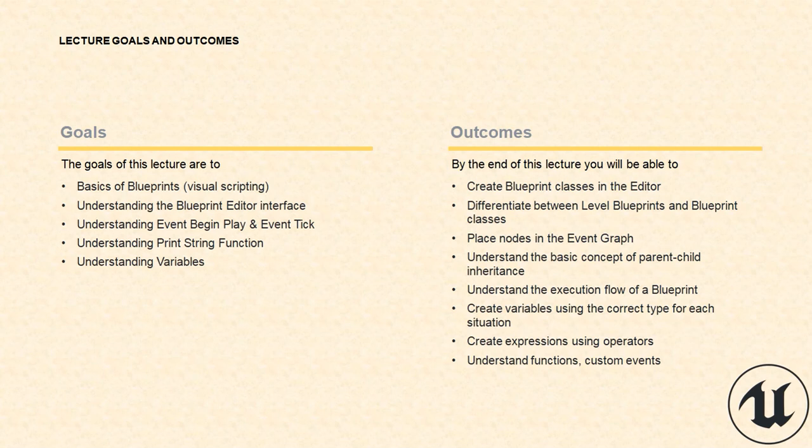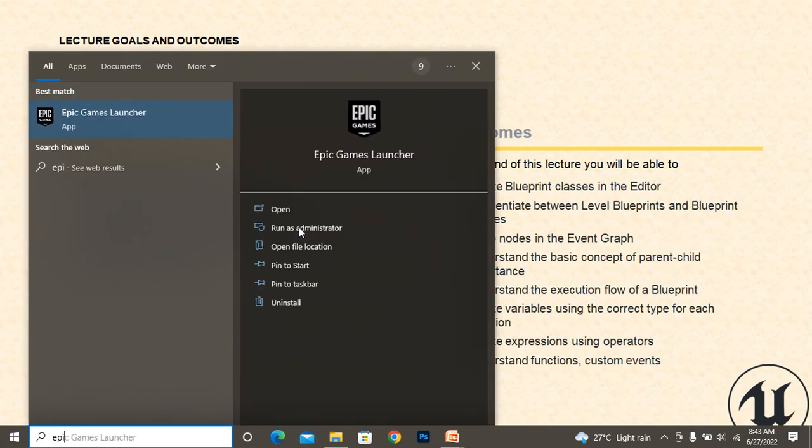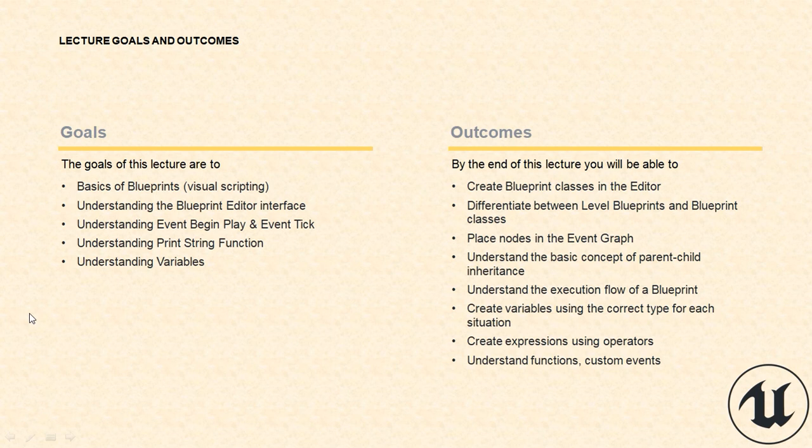Before this, I'm just going to start with the software, which is Unreal Engine. Go to the start menu and just start Epic Games Launcher. Before doing this, we will understand the basics of blueprint and what is the blueprint. So blueprint is the visual programming which is developed by Epic Games for Unreal Engine to create gameplay.